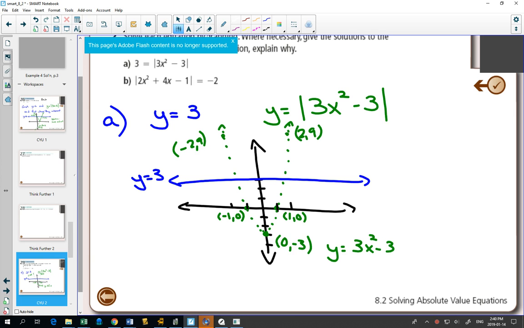What does the absolute value do? It takes whatever's negative and flips it up over. Whatever's positive, so this section and this section, will stay the same. But here, it's going to get flipped over. So where do these graphs intersect? They intersect here at 0, 3. They intersect here and here.